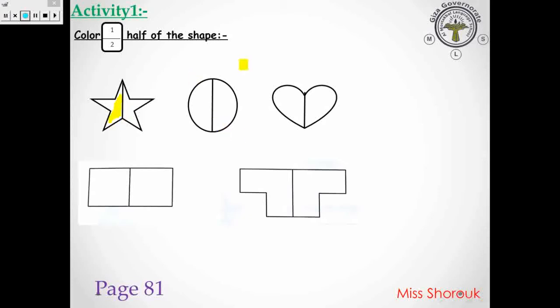Next shape. Look at this shape. This shape is divided into 2 equal parts. We need to color half of the shape. So we color 1 part. Next shape. Also divided into 2 equal parts. We need to color half of the shape. So we color 1 part. Next shape. This shape is divided into 2 equal parts. We color one part. Next shape, we color one part.